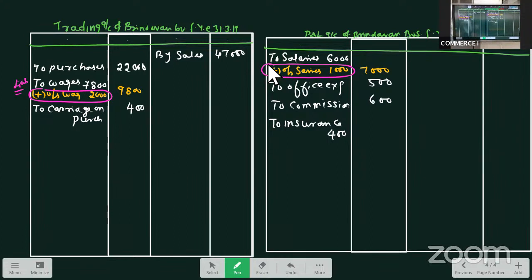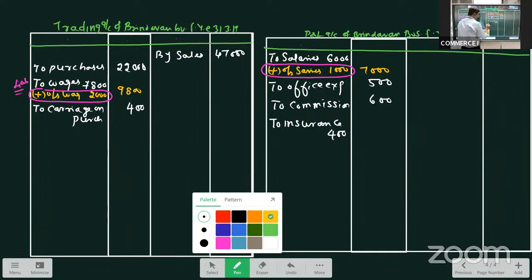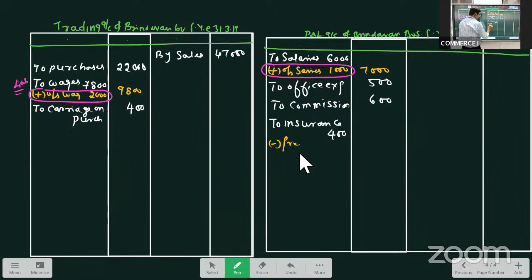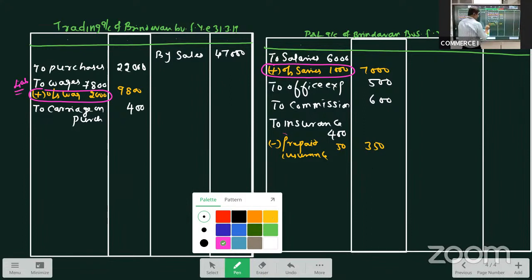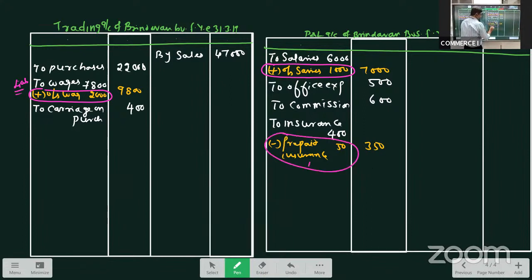Next, prepaid insurance. Prepaid insurance is deducted from insurance paid. Prepaid is paid in advance, pertaining to next year. So from 400, deduct 50 rupees. So the net is 350. And then this prepaid amount will appear as an asset.